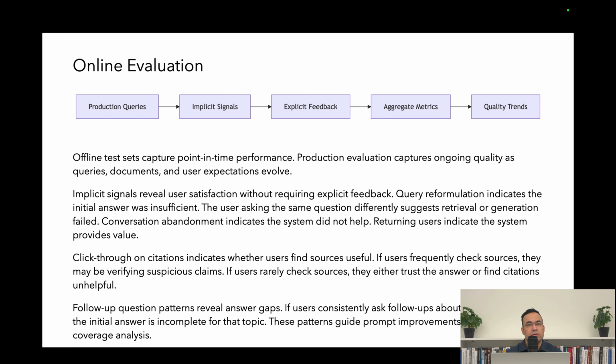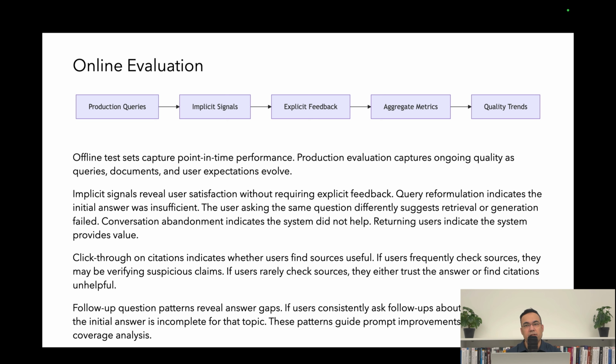Let's talk about continuous evaluation in production. Offline test sets capture point-in-time performance. Production evaluation captures ongoing quality as queries, documents, and expectations evolve. Implicit signals reveal user satisfaction without requiring explicit feedback. Query reformulation indicates the initial answer was insufficient. Conversation abandonment indicates the system did not help. Returning users indicate the system provides value.